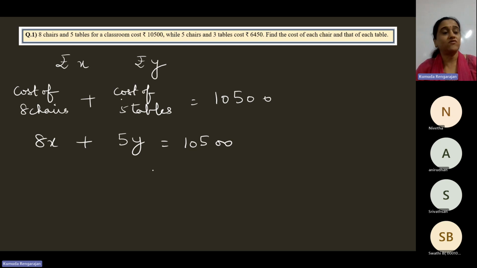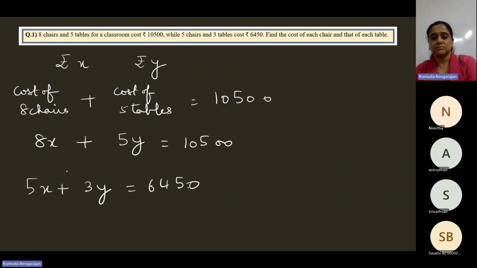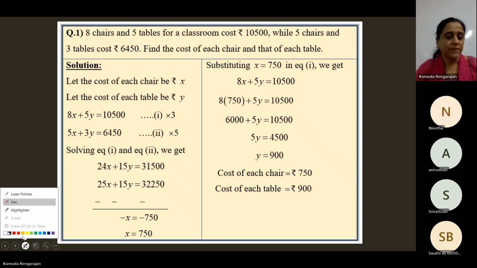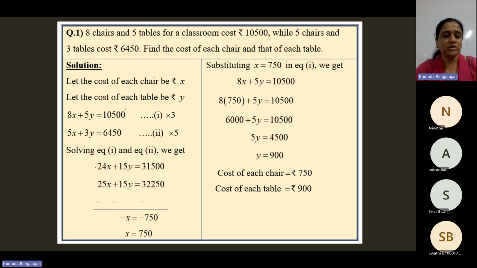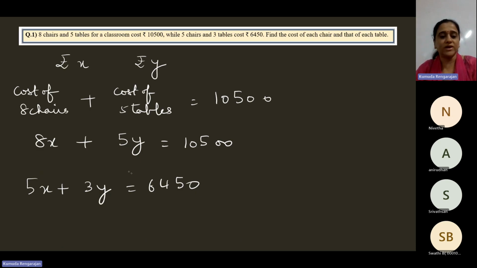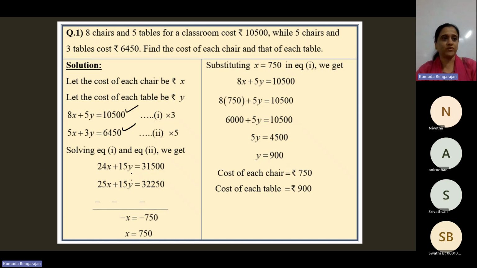The second equation: 5 chairs, so 5x, plus 3 tables, 3Y. Why are we using the addition operation? Because it's a total, and: it's the cost of 5 chairs and the 3 tables together. So add. 5x plus 3y is equal to 6,450. All right. So these are the two equations you see here. 8x plus 5y is equal to 10,500. 5x plus 3y is equal to 6,450.